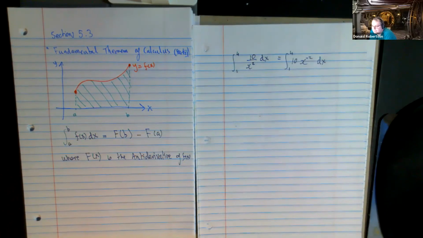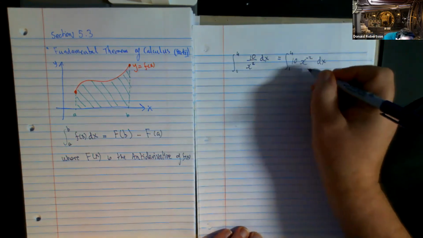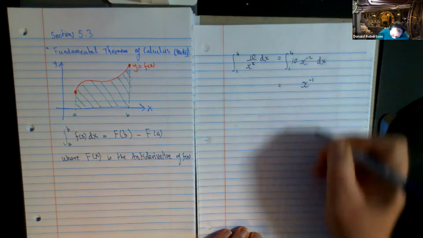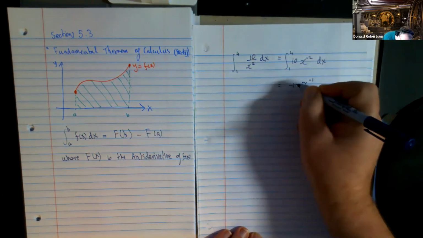So do you see multiples don't do much, right? You can almost ignore them. Well, don't totally ignore them, but they don't interfere with the general process. Now this fella is going to be add 1 to the power and then divide by the new power.